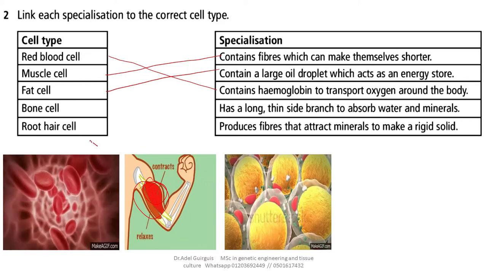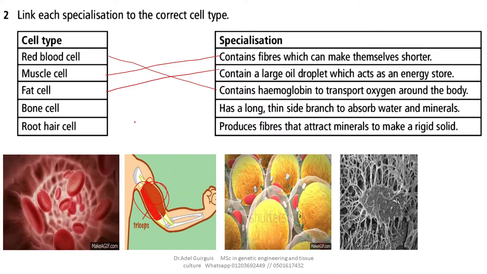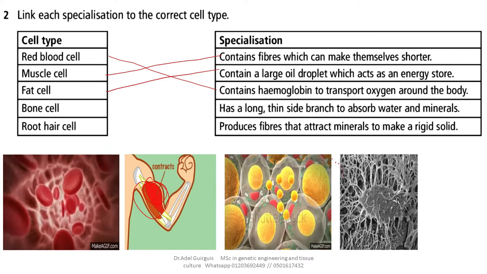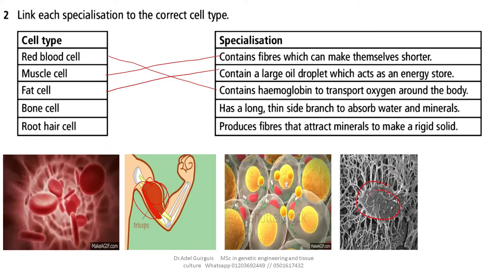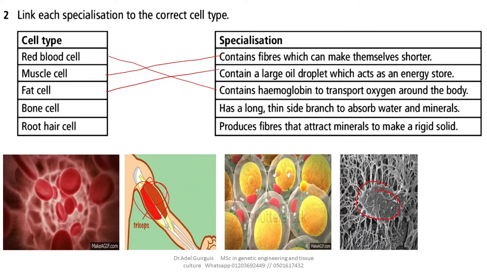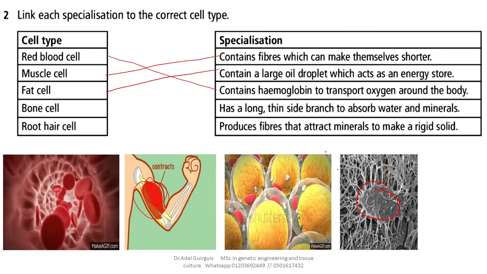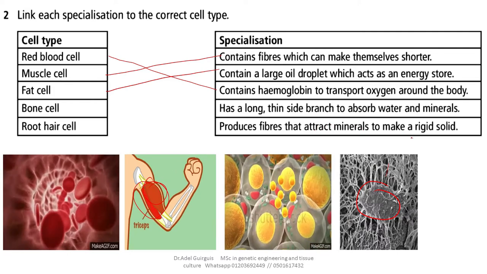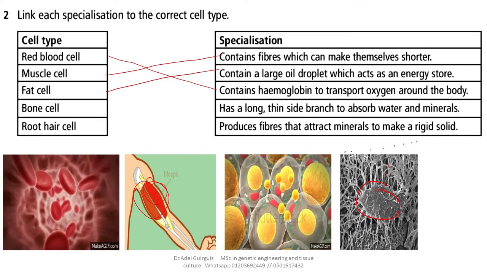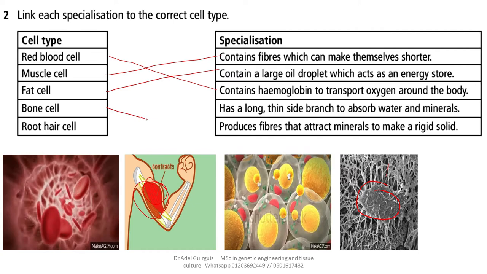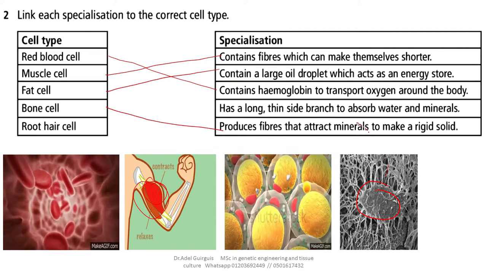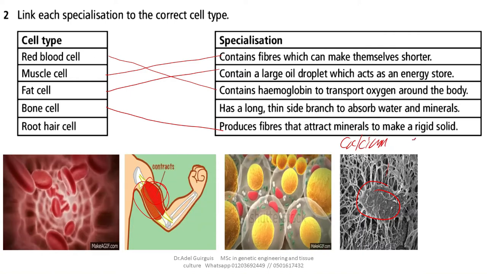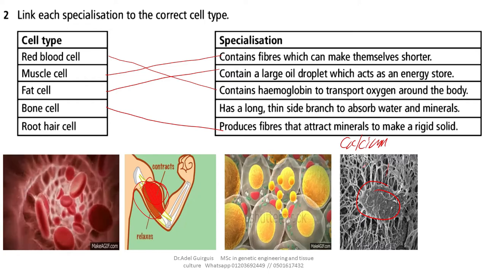Okay, bone cell, look at bone cell. This bone cell produces fibers that extend to the outside, that attract and deposit minerals like calcium ions to make a rigid solid bone. So bone cell produces fibers that attract minerals like calcium ions to make a rigid, solid, hard bone.